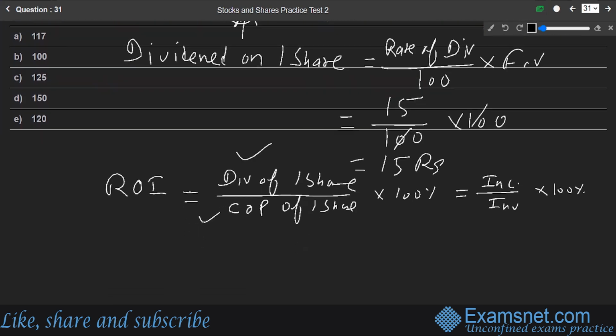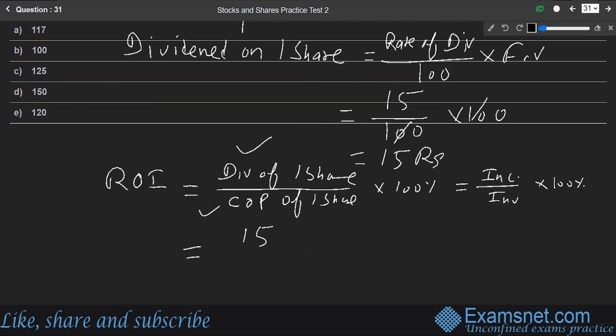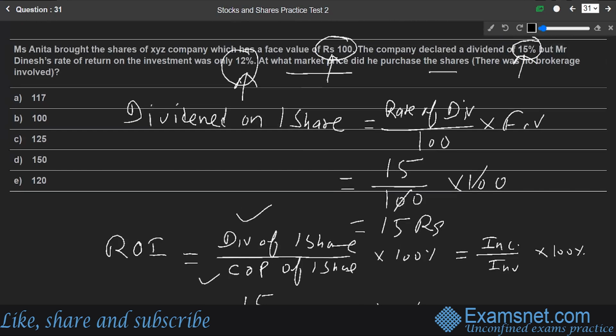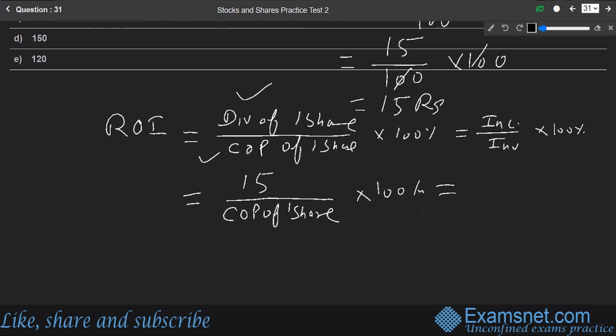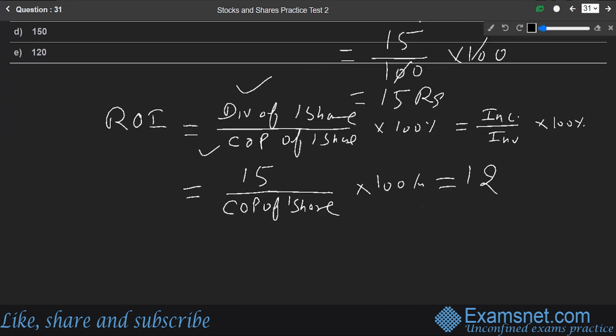We already know the dividend on one share. So it is 15 divided by the cost of purchase of one share, which we don't know. Okay, the cost of purchase of one share we don't know, and the cost of purchase is obviously the market value itself, because the brokerage is not there. So the cost of purchase is easily equal to the market value only, and there's no discount also. So the cost of purchase is nothing but market value into 100%. And this very rate of interest, he already said that he received 12% as the rate of interest. So we can clearly equate this value to 12.